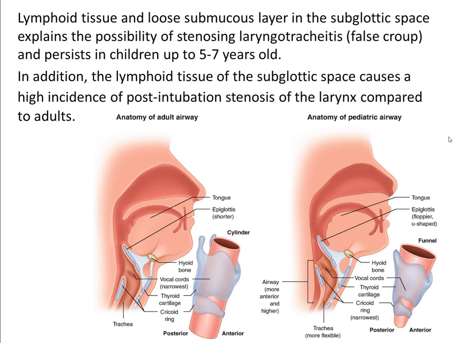Lymphoid tissue and loose submucosal layer in the subglottic space explain the possibility of stenosing laryngotracheitis, also called false croup, which persists in children up to 5 to 7 years old. In addition, the lymphoid tissue of the subglottic space causes a high incidence of post-intubation stenosis of the larynx compared to adults.